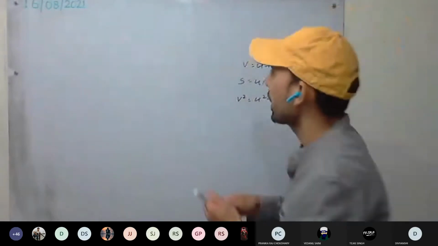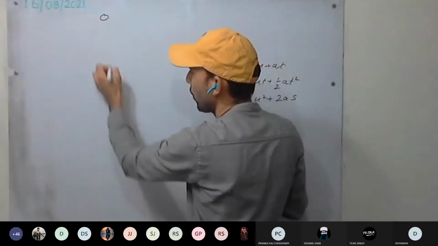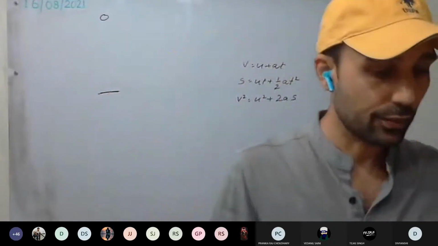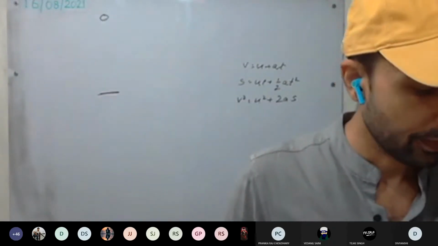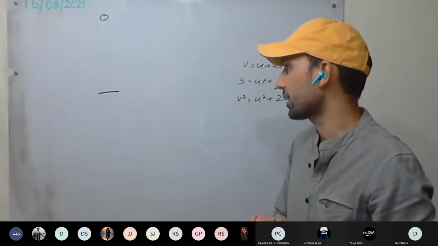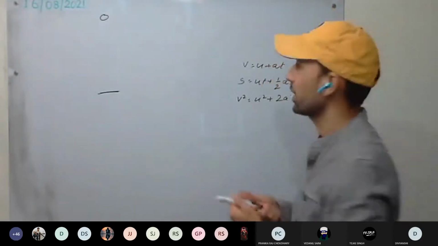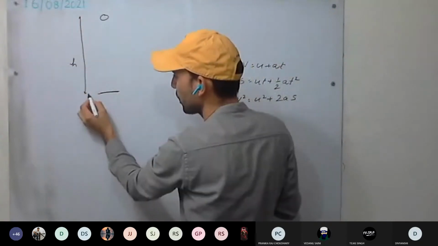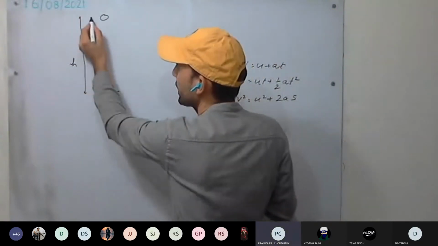So now, the final velocity on reaching the ground. What will be the final velocity on reaching the ground? That we have to calculate. And you will see an interesting result as well. So what is the height? H. It means the ball went to some height, 40 meters.